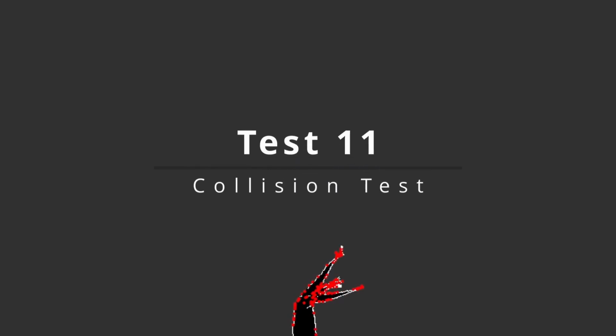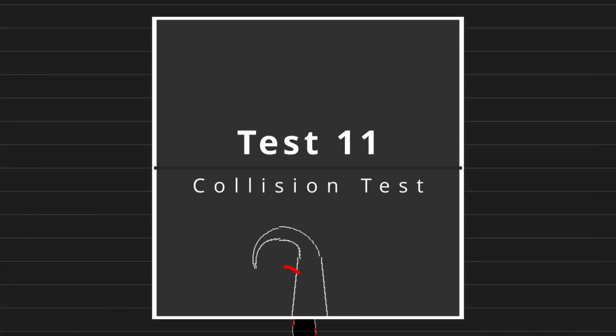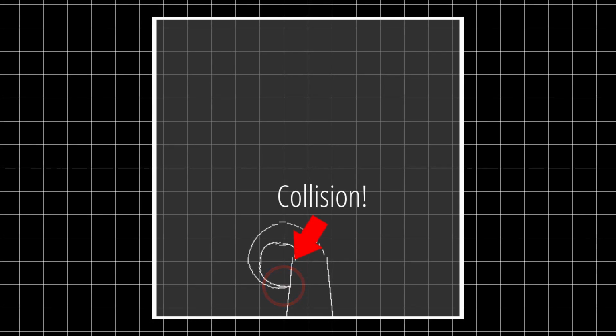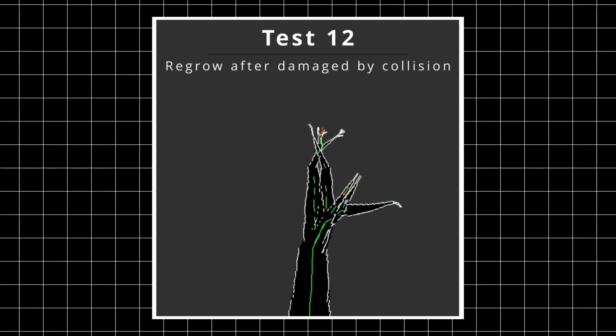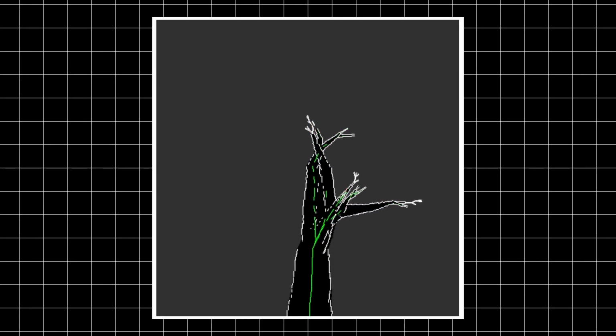Test 11. To test collision, the tree now stops growing when it hits something. Only for this version though. If a collision exists, the width of the stems that have collided will now decrease. If a stem disappears, the stem above it will no longer be supported and will also decrease.